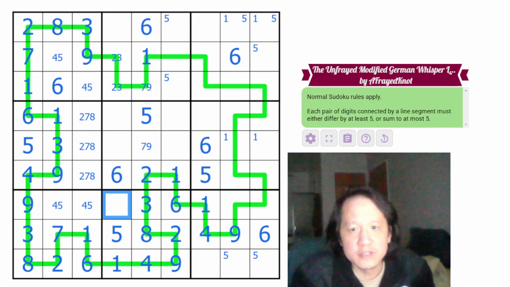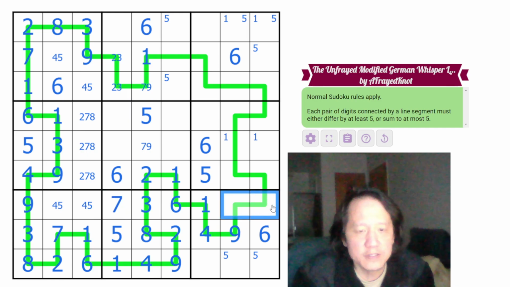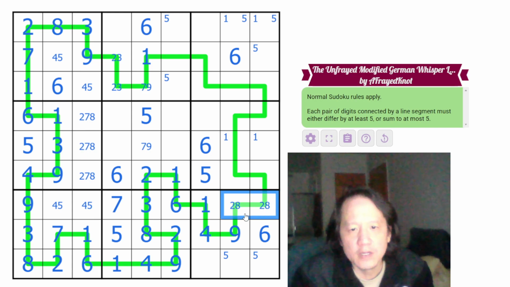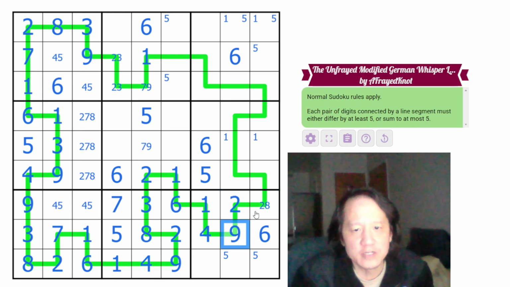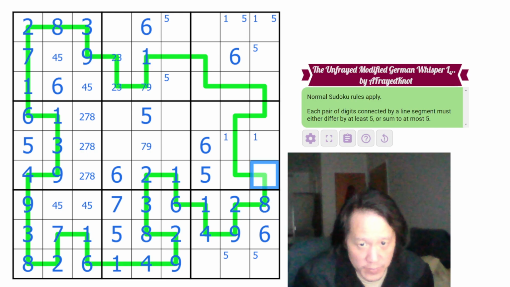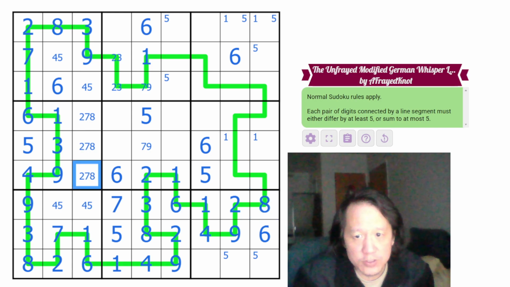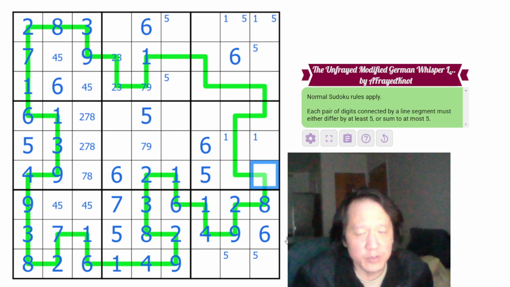This has to be a 7, because that's the only one remaining. This has to be 2 and 8. And this has to be 2, because it has to be next to the 9, which makes this an 8. This, then, can't be 2 here. This cannot be 1, it cannot be 2. The only one it can be next to is a 3.